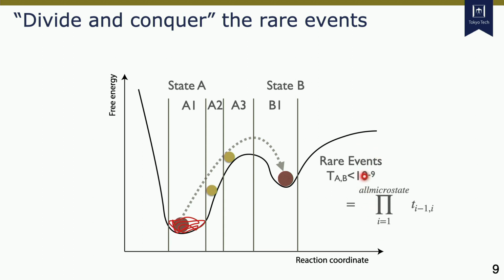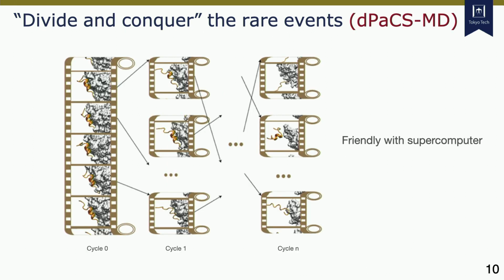Inheriting this idea, we think about divide and conquer. We divide the free energy landscape into consecutive microstates, do the simulation, choose the outlier, and then simulate again to observe the outlier, the transition between the microstates. Finally, we can observe the transition from state A to state B reasonably. We can do that in parallel, which is really friendly with supercomputers like Fugaku. We call it parallel cascade selection molecular dynamics, or briefly PaCS-MD.